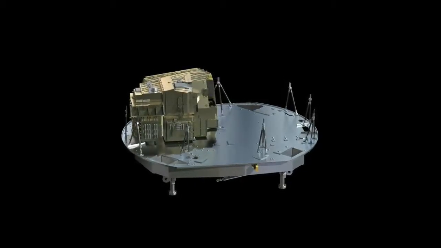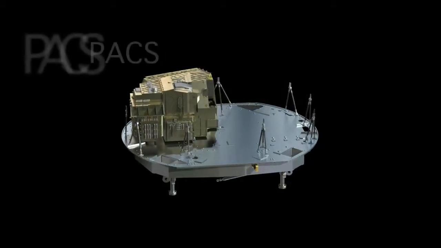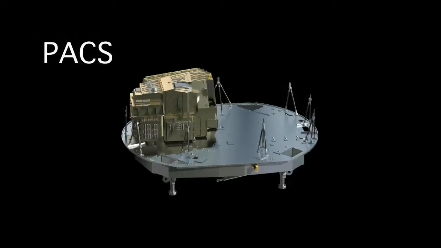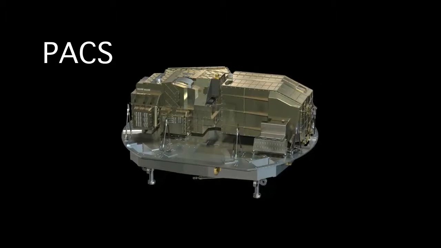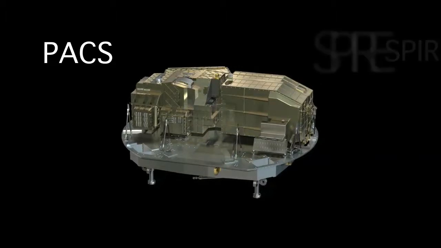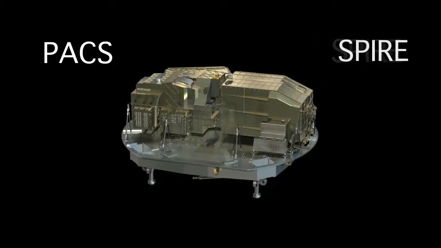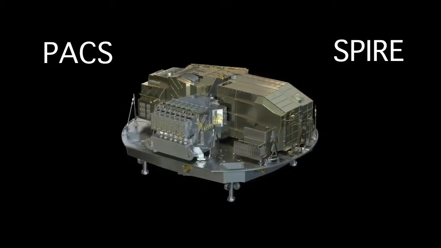The Photoconductor Array Camera and Spectrometer, or PACS, is a color camera and imaging spectrometer. PACS can study young galaxies and star-forming nebula. It is the first instrument capable of obtaining the complete image of an object at once. The Spectral and Photometric Imaging Receiver, or SPIRE, is designed to exploit wavelengths that have never been studied before. It is a color camera and spectrometer and can study the history of star formation in the universe.